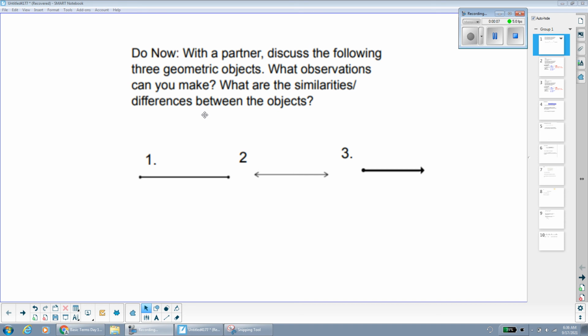Here we have three geometric objects on the screen. What observations can you make about them? What are the similarities and differences between the objects? Also, see if you can try to name each object. Take a minute, write down what you think.